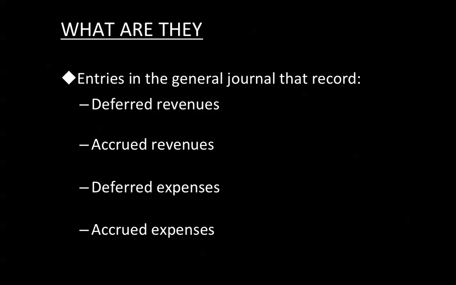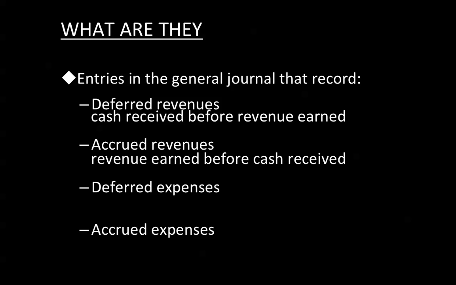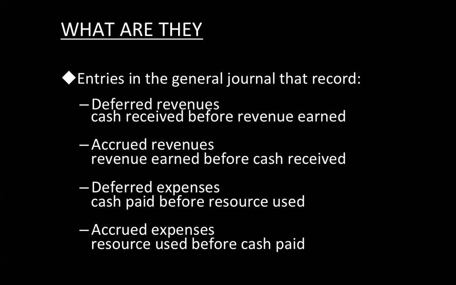So what are adjusting journal entries? They're entries in the general journal and they record deferred revenues, which is when cash is received before the revenue is earned, accrued revenues, which is when the revenue is earned before the cash is received, deferred expenses, when cash is paid before the resource is used, and accrued expenses, when the resource is used before the cash is paid.